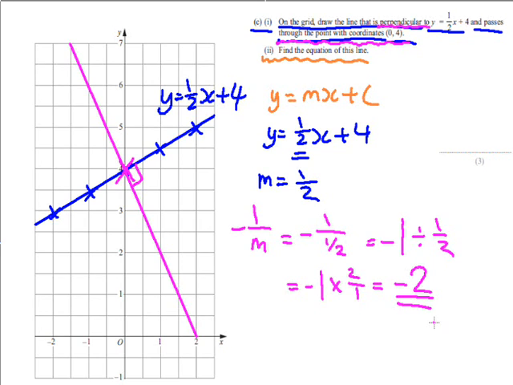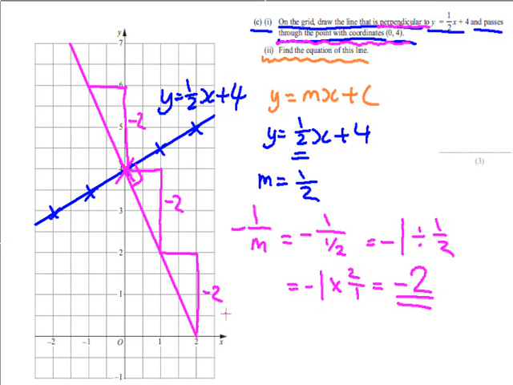Now as we do have the diagram, you can actually see it. So 1 to the right, it goes 2 down. 1 to the right, 2 down. 1 to the right, and 2 down. As it goes down, we call that a minus gradient, a negative gradient. If it was going up by 2 squares, it'll be positive 2.